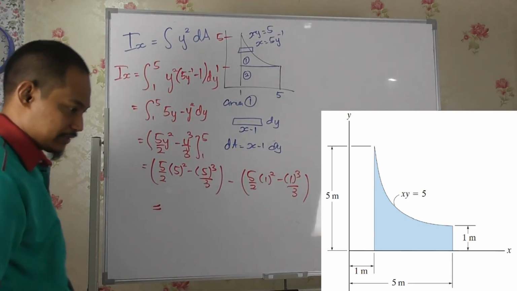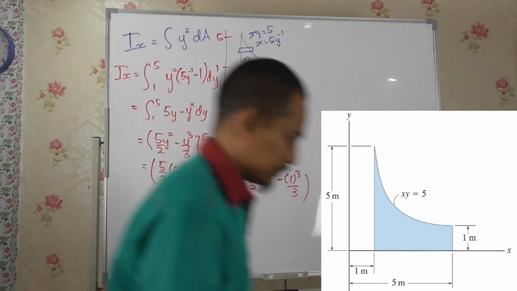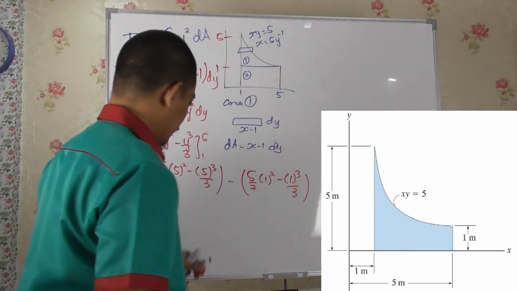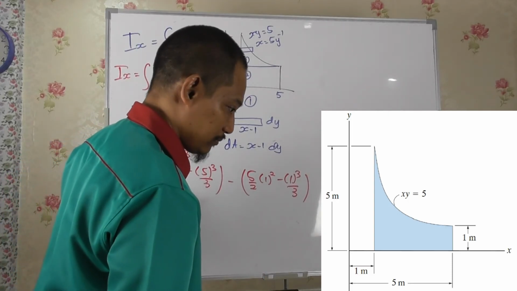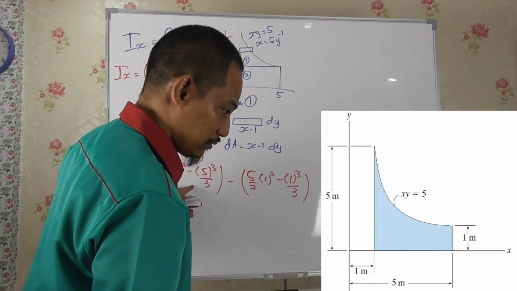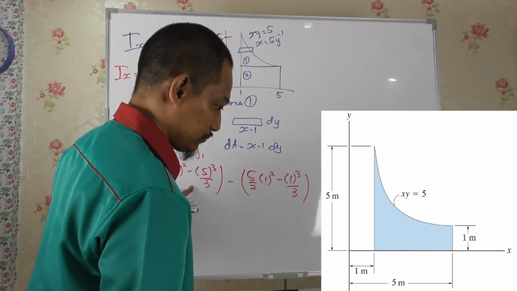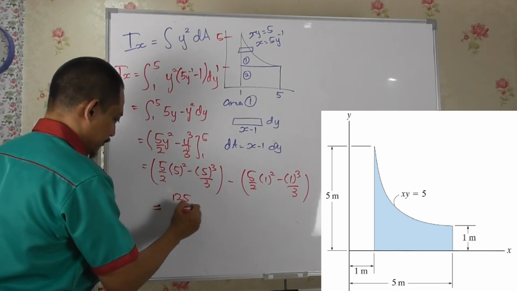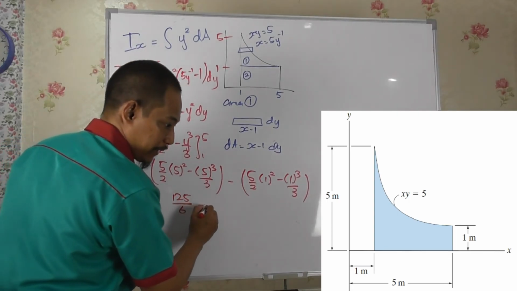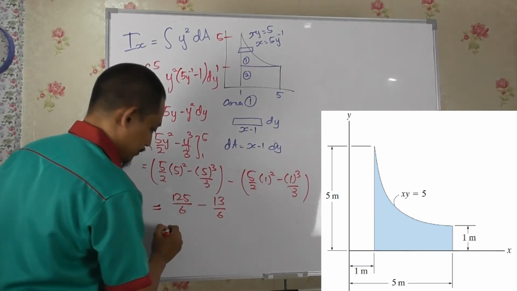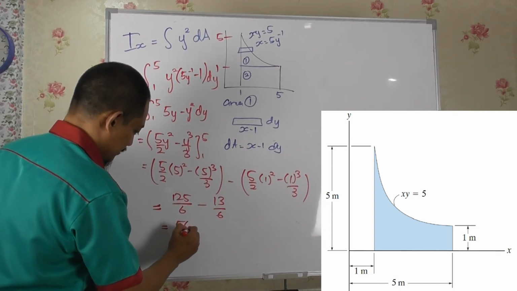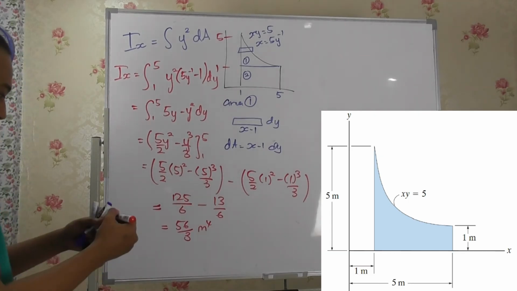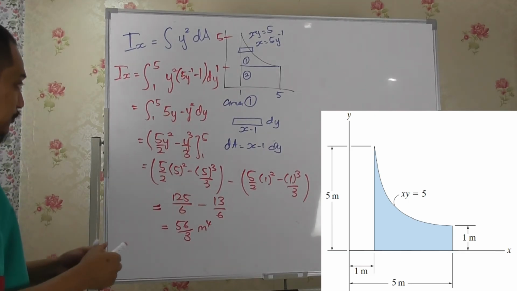So if you calculate this, you will get 125 over 6 minus 13 over 6, or 56 over 3 meter to the power 4. So this is only for area 1. What about area 2?